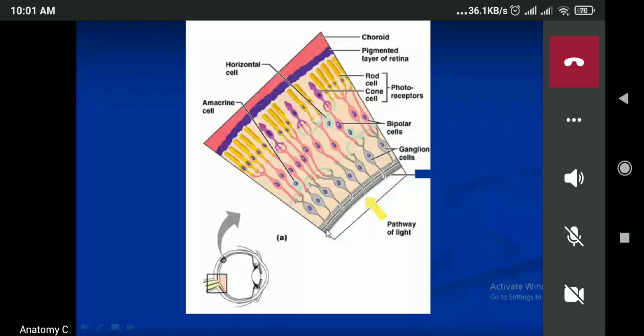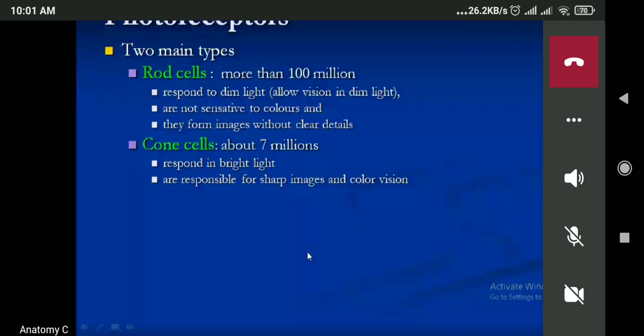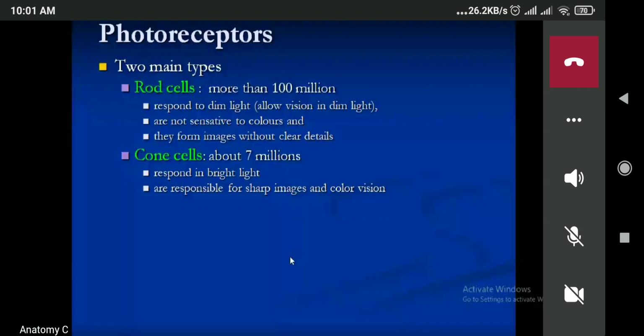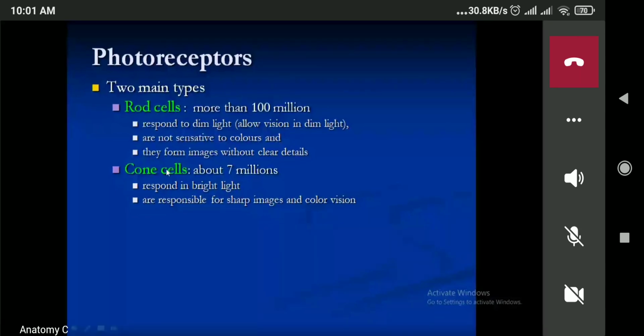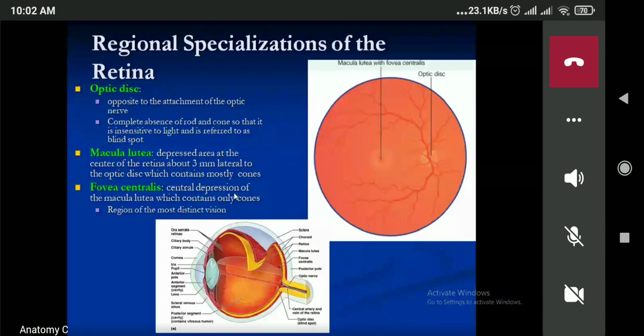There are two main types of photoreceptors: rod cells and cone cells. The rod cells mainly respond to dim light, whereas the cone cells respond to bright light. Now another very important topic: the regional specialization of the retina.